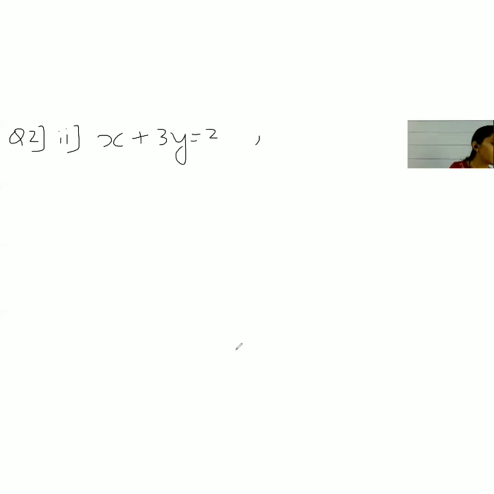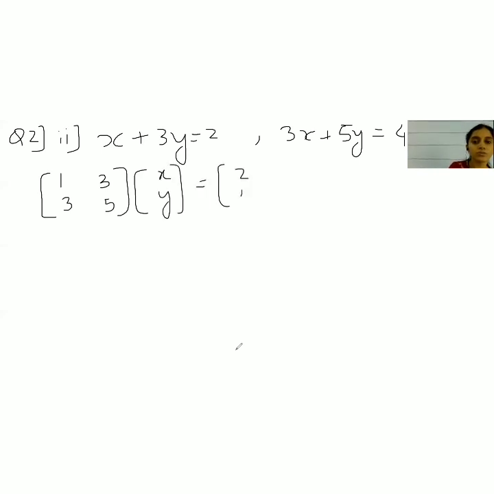Okay, and we have 3x plus 5y is equal to 4. So what do we do? Again, AX is equal to B. So [[1, 3], [3, 5]] times [x, y] is equal to [2, 4]. Okay, therefore, AX is equal to B. Now what do we have to do?